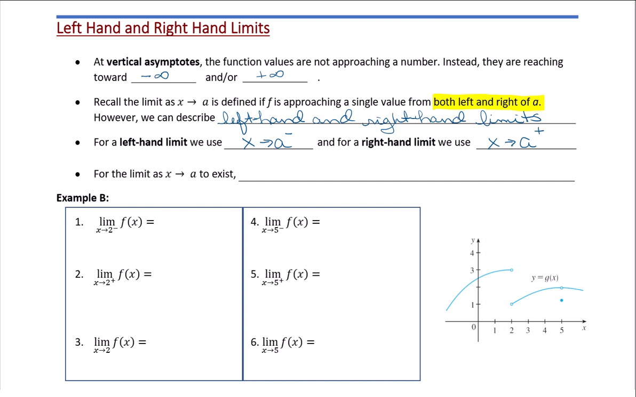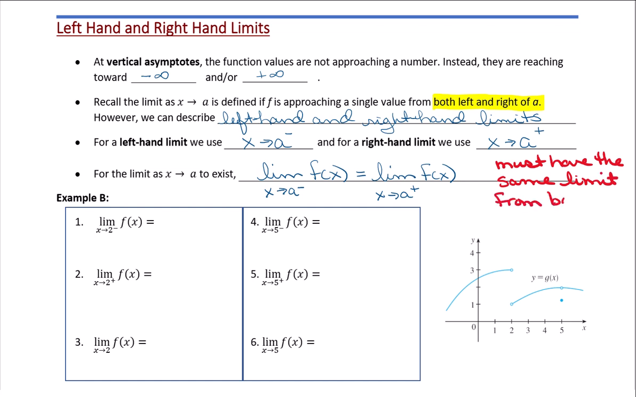For the limit as x approaches a to exist, the limit as x approaches a from the left of a function must equal the limit as x approaches a from the right of that function. In other words, we must have the same limit from both sides.